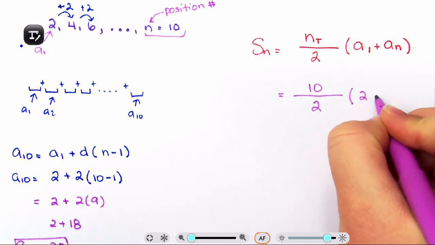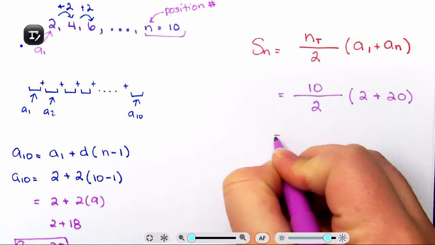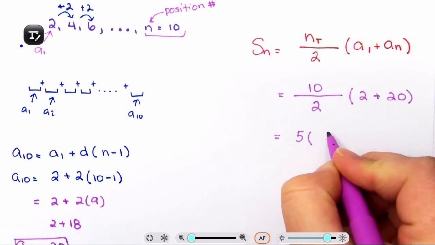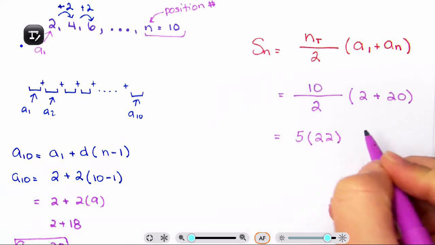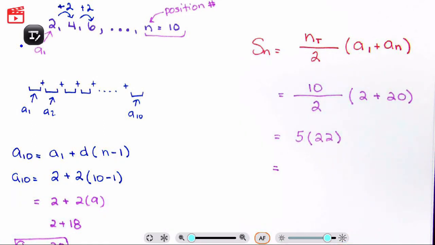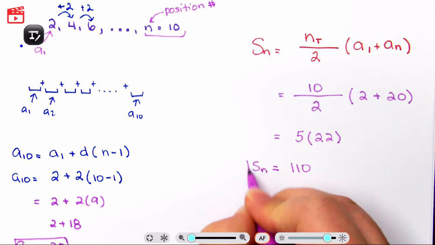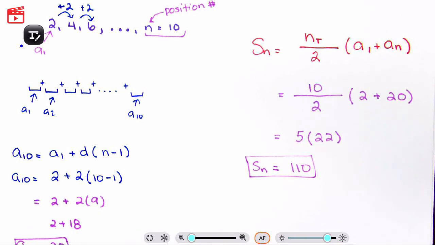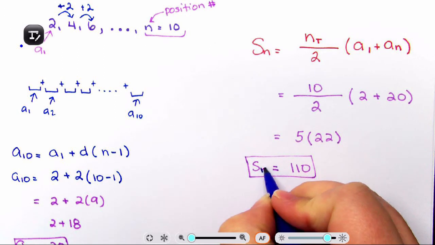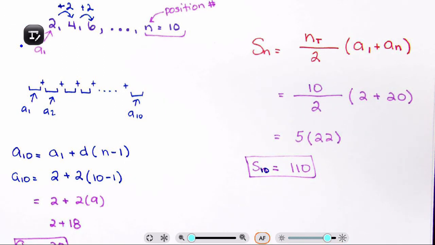Our first term was 2. Our last term is 20. 10 divided by 2 is 5. 2 plus 20 is 22. And using my magical calculator, 5 times 22 is 110. You don't need any units here. These are just integers. We're just taking a bunch of numbers, adding them together, and we have our summation. So in this case here, notice that I still kept on my S sub n. That is technically incorrect because we do know how many digits we are adding. The summation of 10 digits is 110.